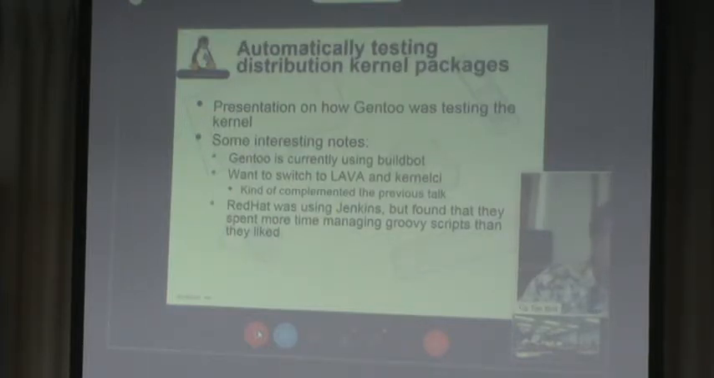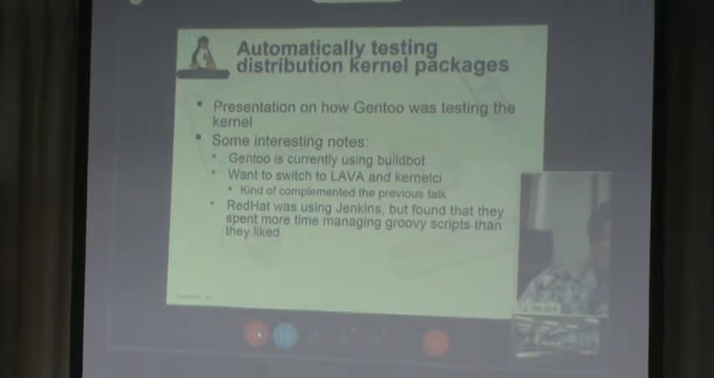So the next talk was really about Gentoo testing. Gentoo is a source distribution, so it's kind of not in the same category as some of the binary distributions like Debian and Red Hat, but this presentation was about what they were doing. Some of the interesting notes I took: Gentoo is currently using a tool called BuildBot, but they want to switch over to what is becoming the de facto industry standard, which is LAVA for board management and Kernel CI for continuous integration on the kernel.